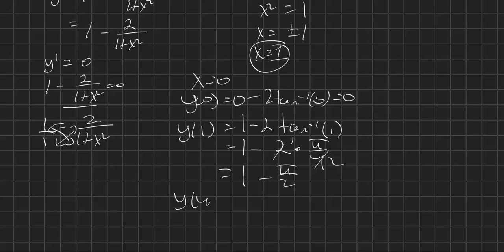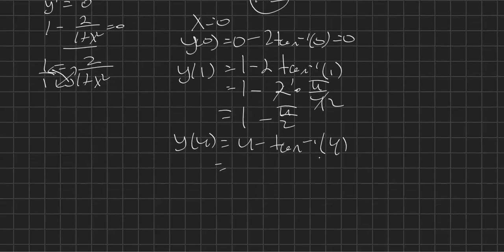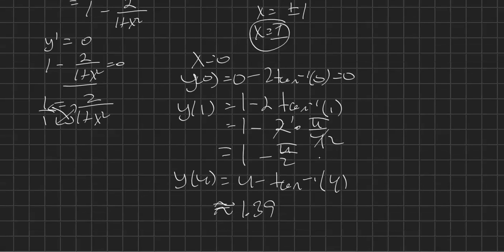And then also do y of 4, so that's 4 minus 2 tangent inverse of 4. So you know what? Here in this case, just punch this into the calculator exactly as it is. It's easier that way. So when you do that, it's going to be approximately 1.39. Okay, so when we look at these, remember, we have 0, then we have this 1 minus pi over 2. Now we have 1.39. To find the global max or min, you need to pick out the values, right?